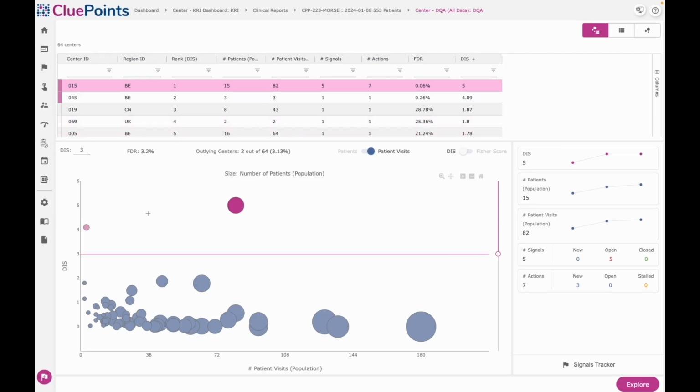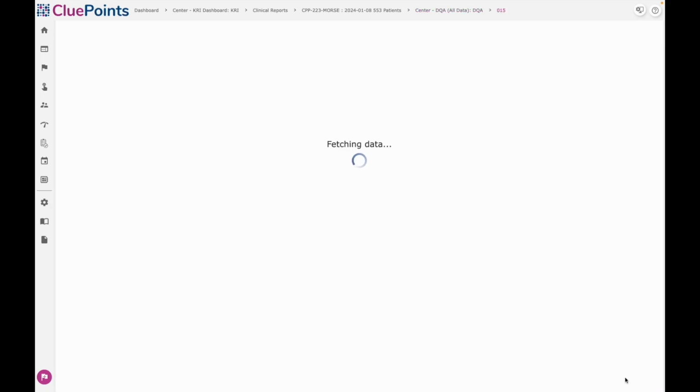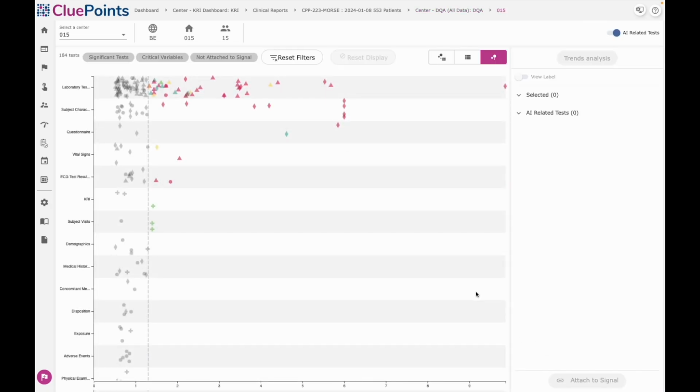And we can see in this bubble plot here that 2 of the sites are floating to the surface because the system has measured unusual patterns within the data that's been collected at those sites, compared with all the other sites within the trial. The next job is to go and explore the results and look at where those atypical patterns of data are.